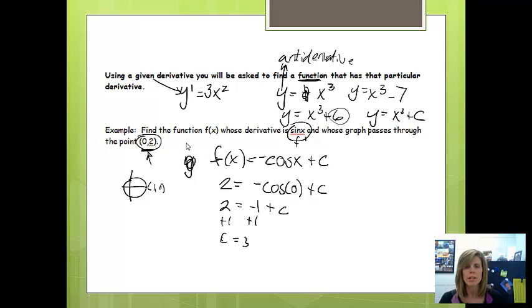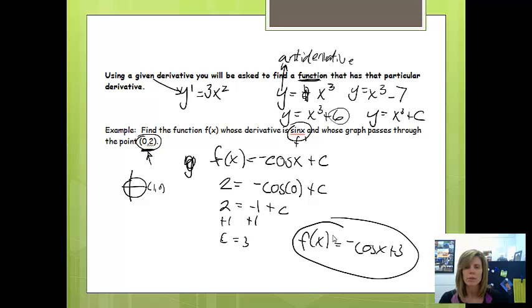So instead of having to put plus c in this, my specific function is going to be f of x equals negative cosine x plus 3. And again, we're going to get into this quite a bit more in our next chapter.